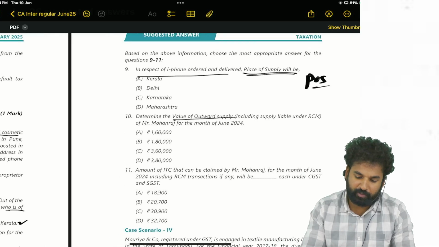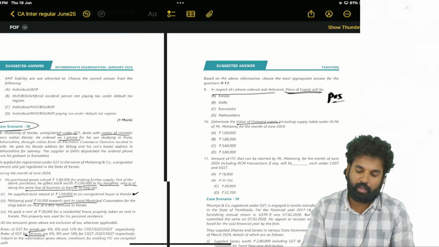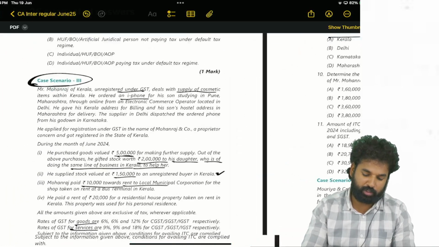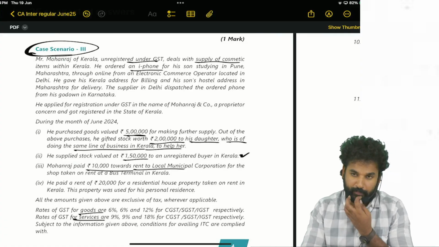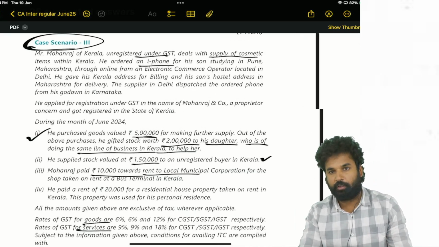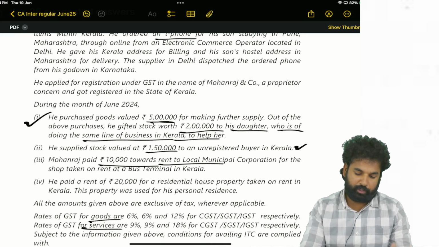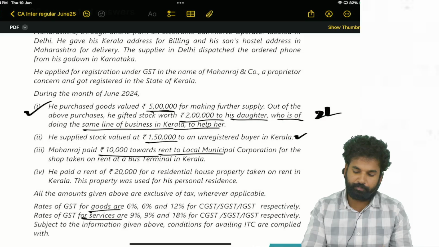Next, determine the value of outward supplies, including supplies liable under reverse charge mechanism, of Mr. Mohan Raj for the month of June 24. What is the value of outward supply? First of all, in the first transaction, is there any outward supply? 2 lakhs gift given. That means supply without consideration. Schedule 1, para 1. What is it telling? Permanent transfer or disposal of business assets on which ITC has been taken. In that case also it will come. Okay. Right. Next, that 2 lakhs will be taken.